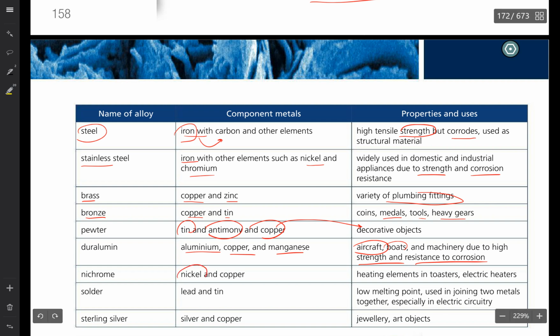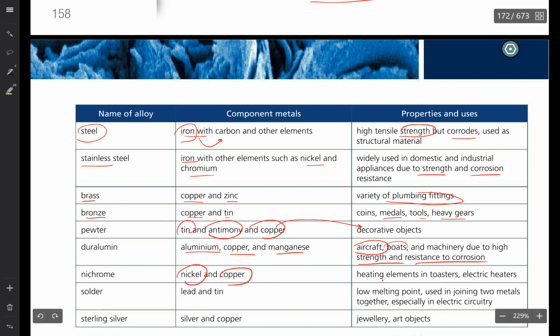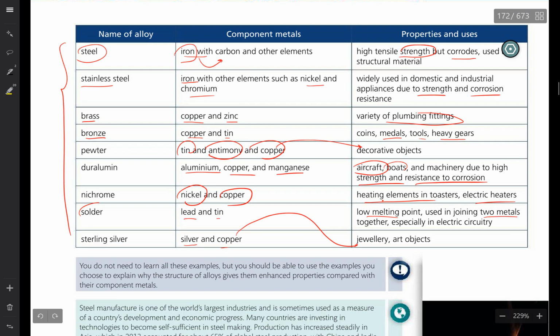Nichrome is a mixture of nickel and chromium. They use it in the heating elements in toasters and electrical heaters. Solder is a mixture of lead and tin. This mixture has a low melting point, so they use it for joining two metals. And sterling silver is a mixture of silver and copper. They use it in jewelry. Okay, you don't need to memorize this table. This table is just for an example.